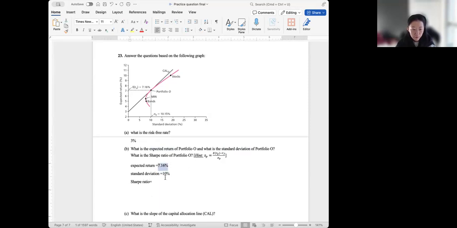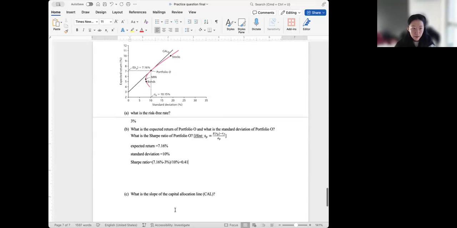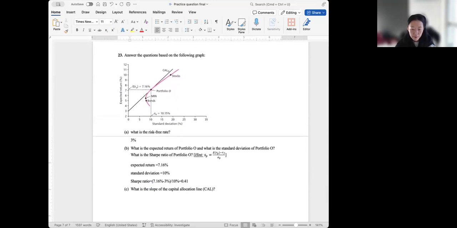And the Sharpe ratio is 7.16 minus the risk-free rate divided by standard deviation, equals 0.41. Next, what is the slope of the capital allocation line? So the slope of the capital allocation line is exactly the Sharpe ratio. It's not testing you on the calculation, it's just testing the understanding.